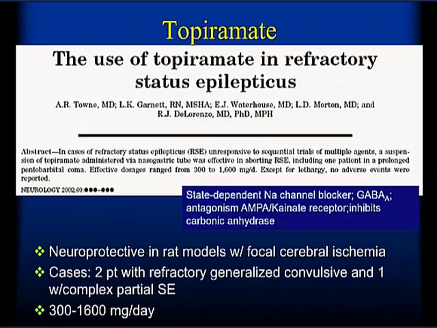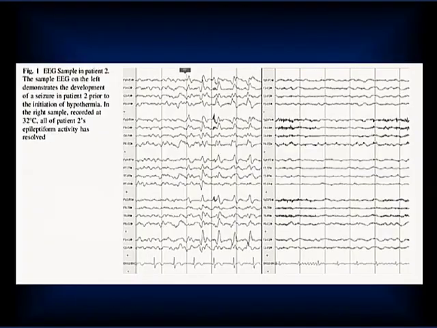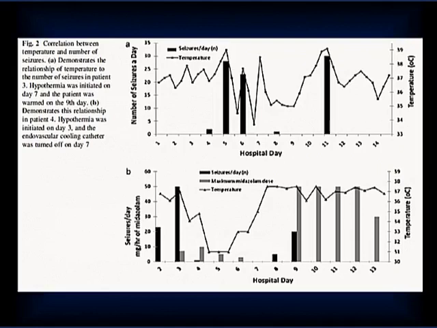Topiramate's another medication that's out there. I'm not going to go into it in detail. Just be aware that your neurologists may say, well, I'm going to try and use hypothermia for status epilepticus, and there are articles out there for that. What we find is, and you can see that the patient is having some seizures, you can stop it by cooling them. This is a complicated slide, but it's showing seizures in the black bars, and so when they're hot, they seize.